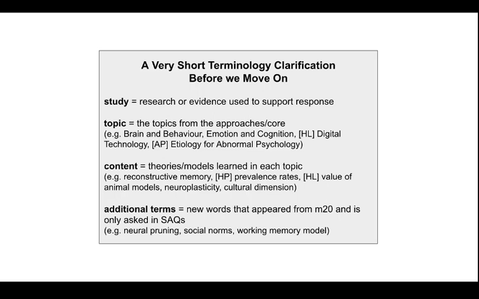And then we also have topic, content, and additional terms. As you can see there, topics are the ones such as brain and behavior, emotion, cognition, digital technology, etiology for abnormal psychology. It's the stuff underneath the hierarchy of approaches. And underneath the hierarchy of topics, we have content, which is the theories or models we learn in each topic, like reconstructive memory, prevalence rates, and so on. Pretty sure it's clear right there. And after the M20 exams, we also have additional terms, which are the new words that appeared starting from M20. And it's only asked at SAQ level.